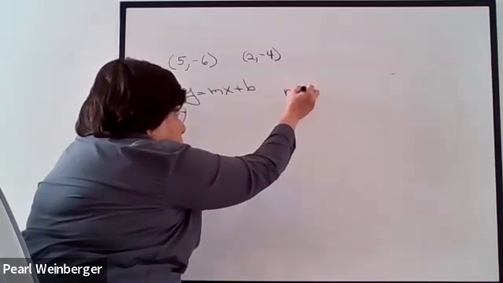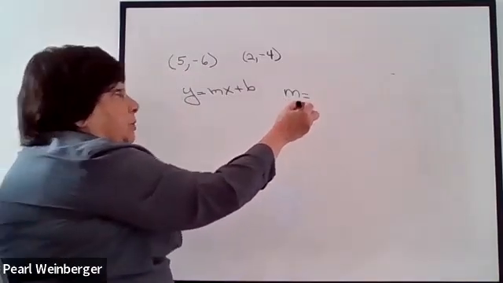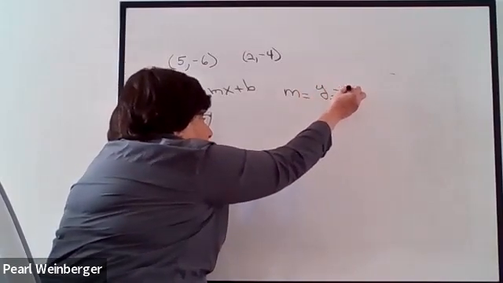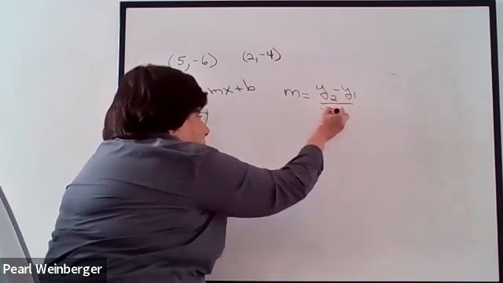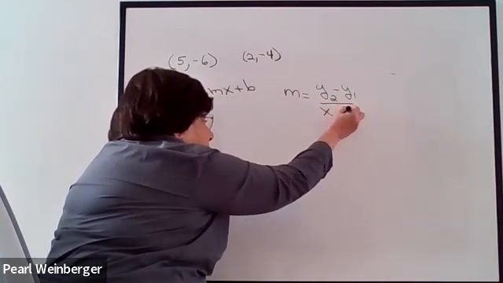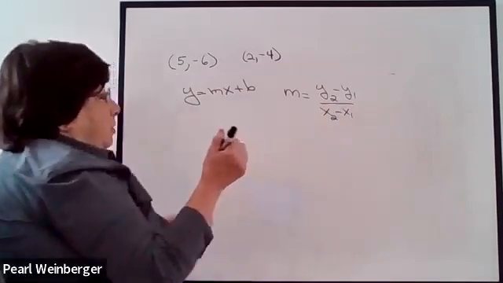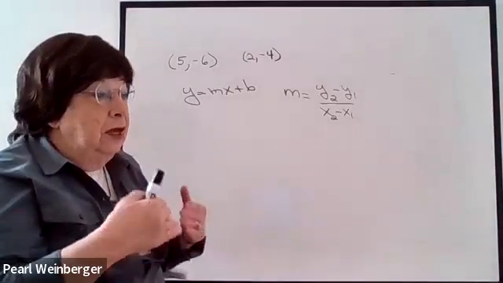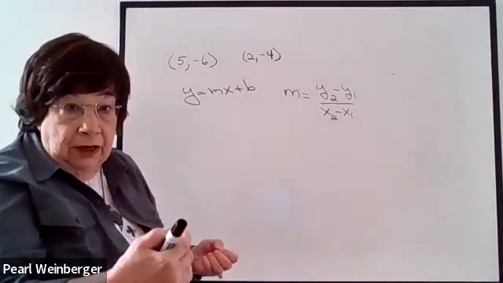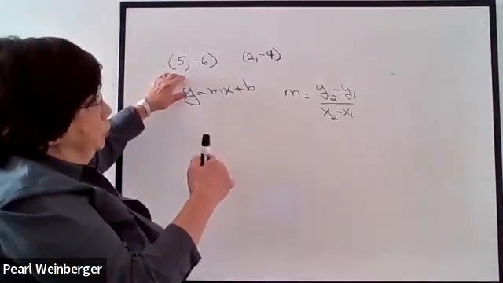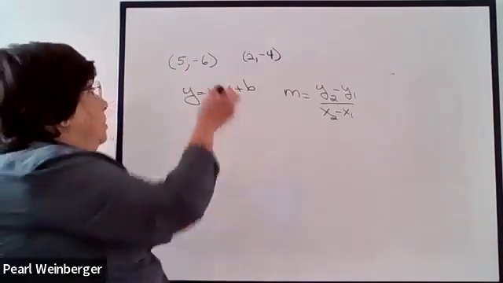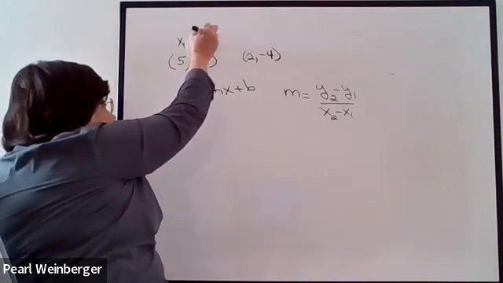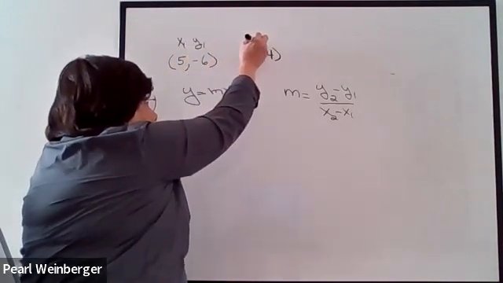Let's write it on the board, where m, that's what we call our slope, is y2 minus y1 over x2 minus x1, where the x1 and the y1 go for the first point, and the x2 and the y2 go for the second point. It doesn't matter which you call your first and which you call your second, but I usually call the first point I'm given the x1, y1, and the second point the x2, y2.